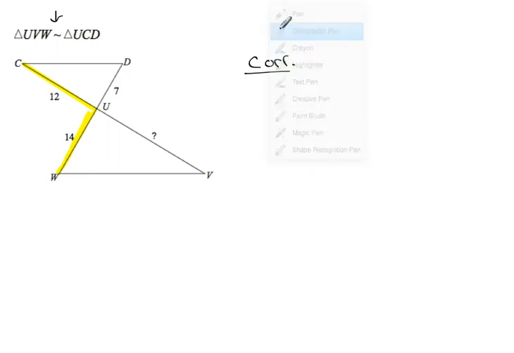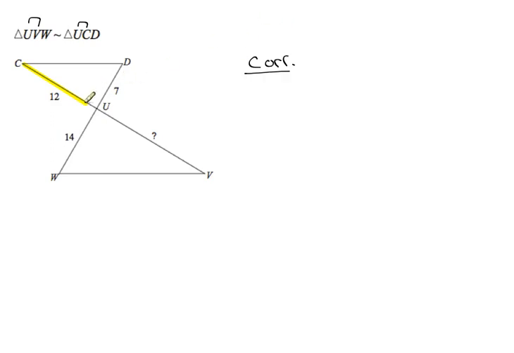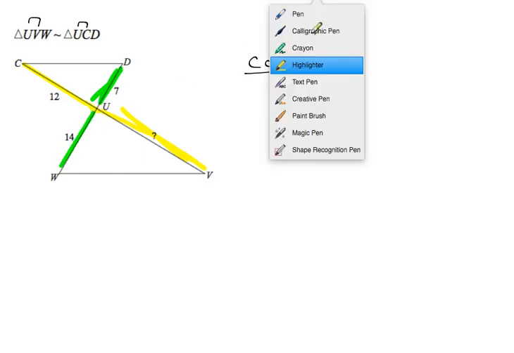And if you're confused about that, you could actually use the diagram here, or the similarity chart. So I went with CU. So CU will correspond with VU. Oops, sorry. Let's get rid of that. So that's one way to make sure you don't make that mistake there. So CU corresponds with VU, and then DU corresponds with UW, and again, you can verify that way.